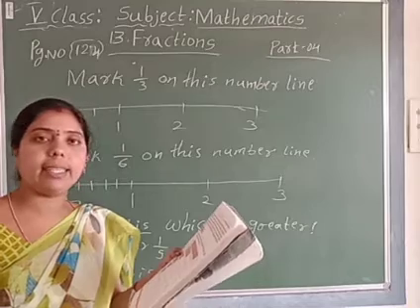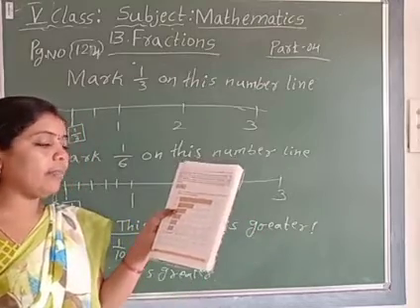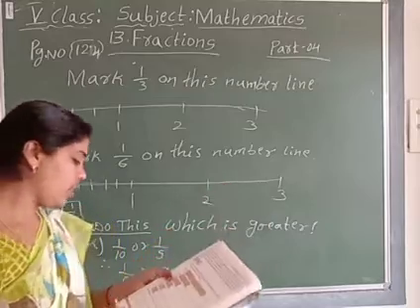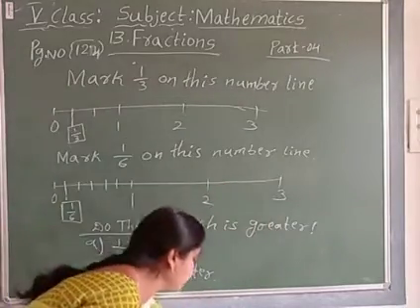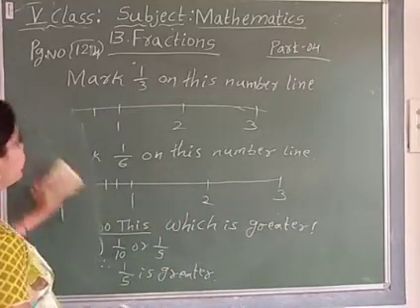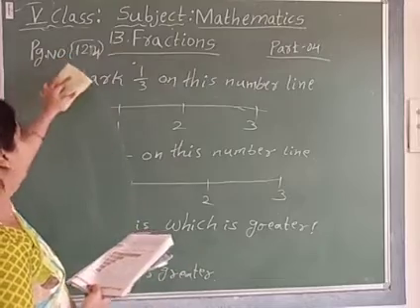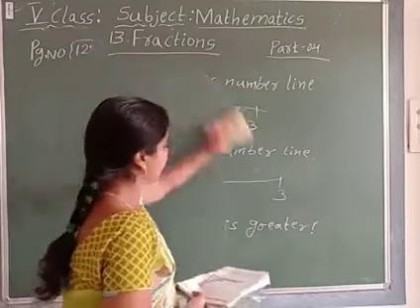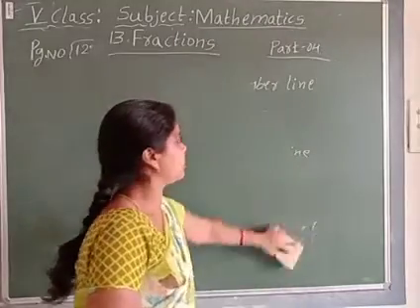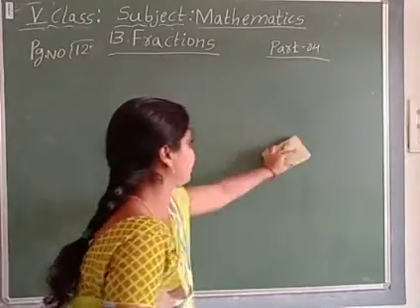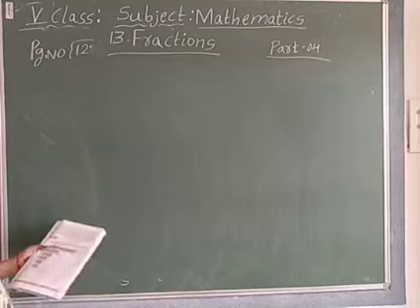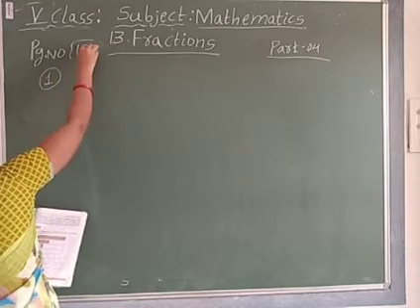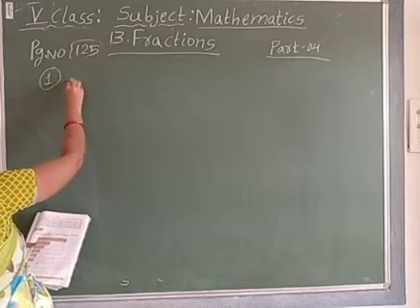See here, write the colored portion. Some shaded parts are given now. So which line are we taking for the fraction? We will discuss now. Okay. So page number 125, children. See here, first one.